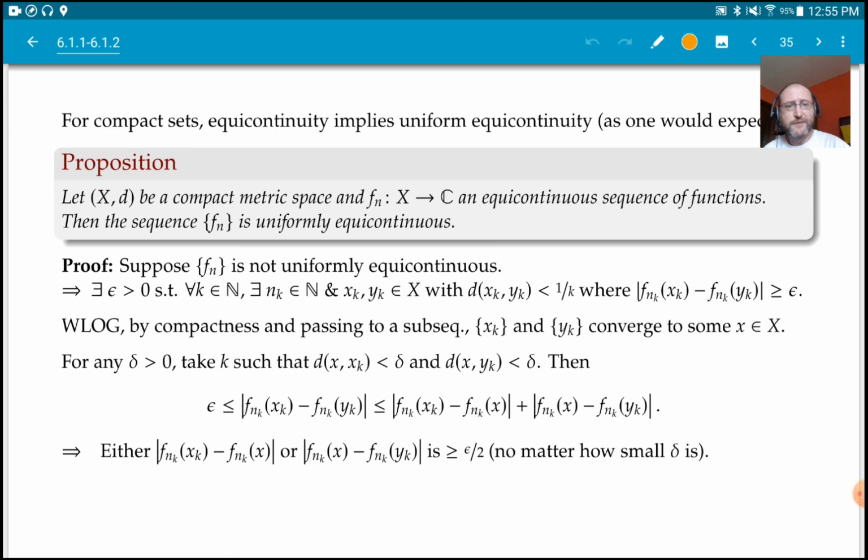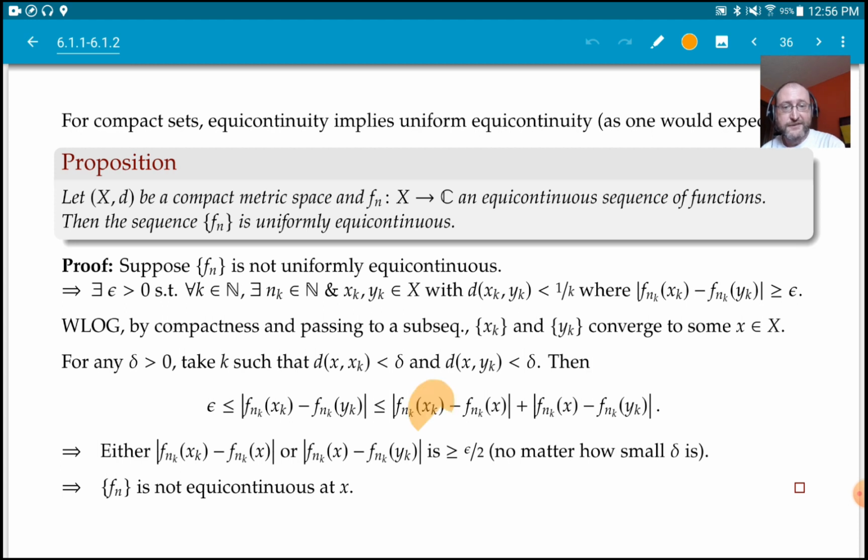Now, what does that mean? That means that at least one of these is bigger than or equal to epsilon over 2, because their sum is supposed to be bigger than epsilon. So therefore, f sub n is not equicontinuous at x.